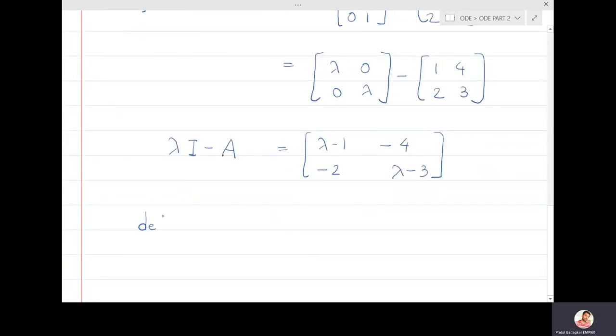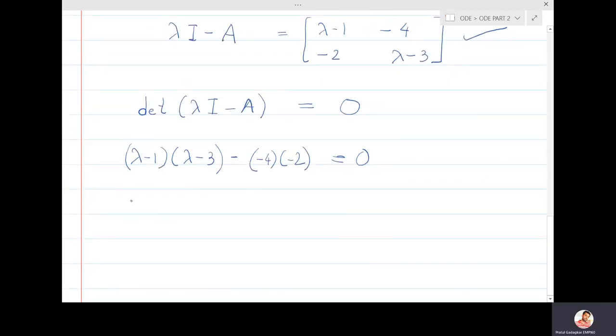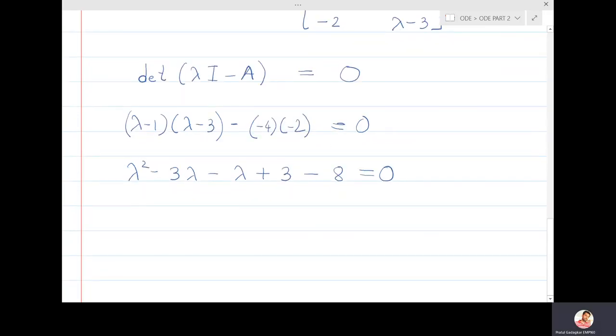Now we will find the determinant of this lambda I minus A, and whatever that determinant comes out to, we will equate to 0. So what is the determinant of this matrix? It is lambda minus 1 into lambda minus 3, minus 4 into minus 2, is equal to 0. This will be lambda square minus 3 lambda minus lambda plus 3 minus 8 equals 0, which is lambda square minus 4 lambda minus 5 equal to 0.